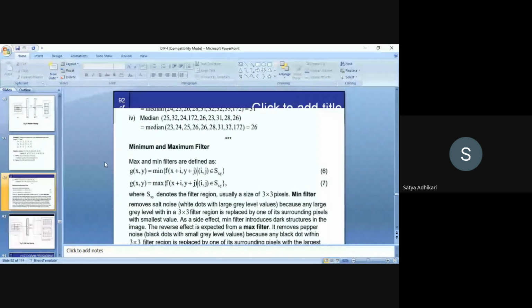On the other hand, as a side effect, the minimum filter introduces dark structure in the image. Dark structure, because the pixel value is replaced by the minimum value. If the minimum value of that region is 0, all the other pixels are replaced by 0, so you will get a black color. That is why it introduces a dark structure.